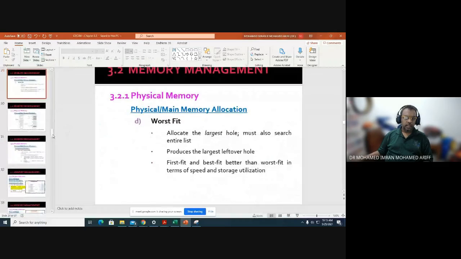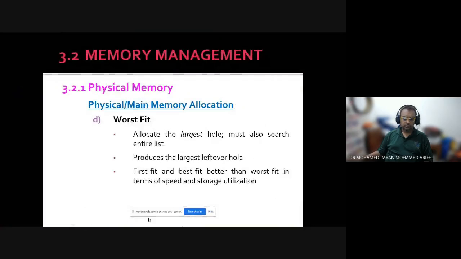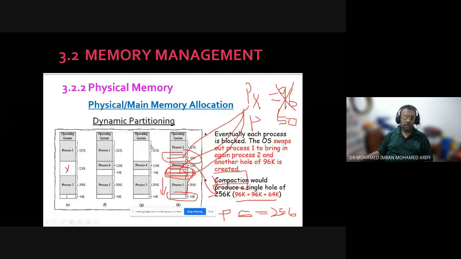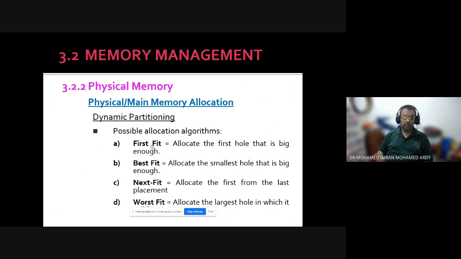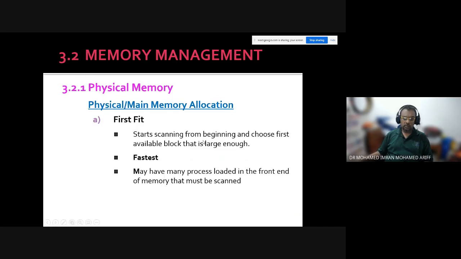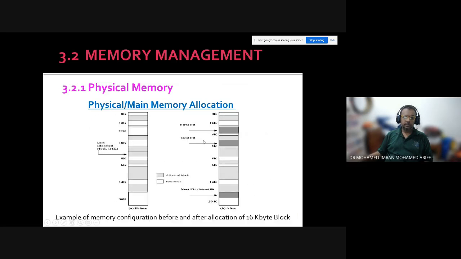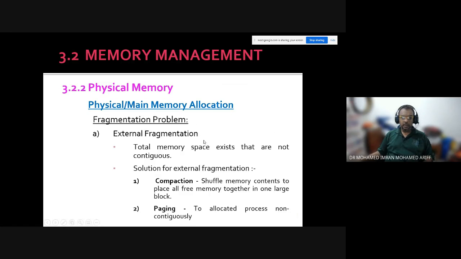Okay, so yesterday we finished on dynamic partition. We saw that there are four ways in which processes can be allocated: first fit, best fit, next fit, and worst fit. Then we looked into that. This is the explanation, and this is how it's being done. Now today we will continue with this.